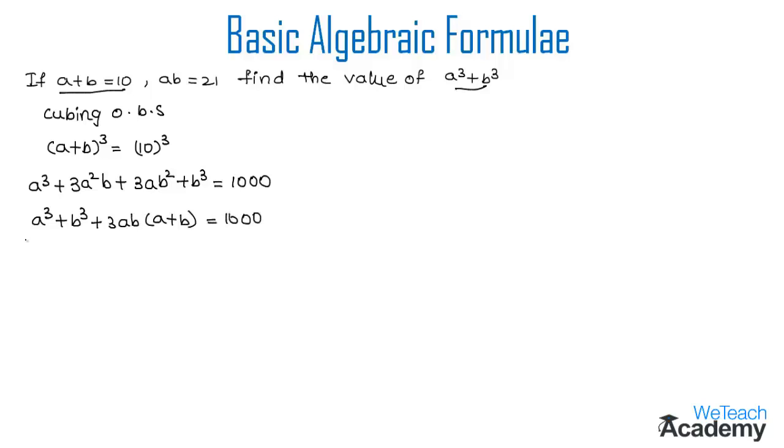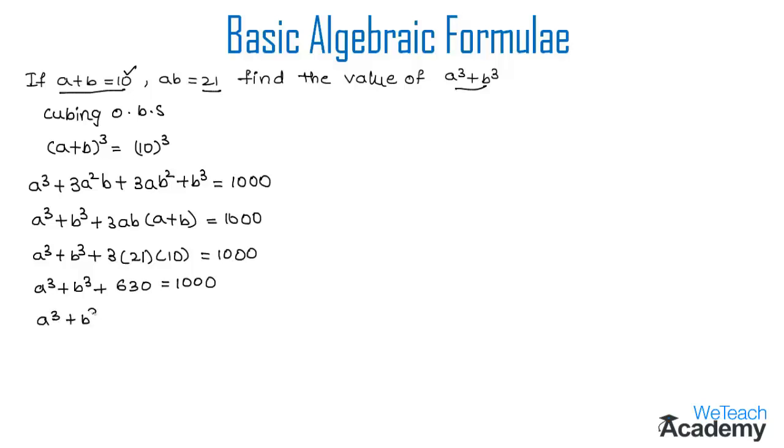And we can write this as a cube plus b cube plus 3 into the value of ab, here 21, into the value of a plus b, given as 10, is equal to 1000. In the next step, this would come as a cube plus b cube, and the product of 3, 21 and 10 would come as 630, is equal to 1000. Now transferring 630 to the right hand side, we get a cube plus b cube is equal to 1000 minus 630. So we get the value of a cube plus b cube as 370.